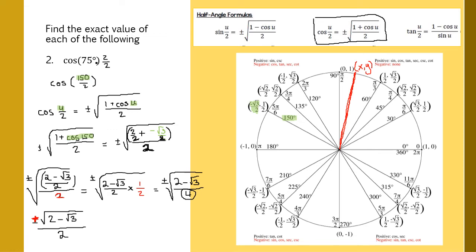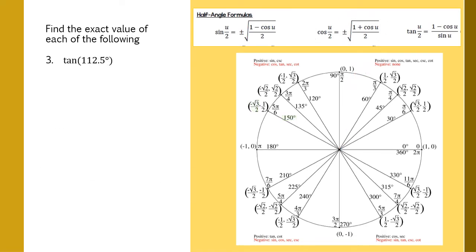Now let's look at an example that involves tangent. So here we have the tangent of 112.5 degrees. 112.5 is definitely not on the unit circle. But if I multiply that argument by 2 over 2, 112.5 multiplied by 2 is 225. So this is the same as the tangent of 225 over 2.